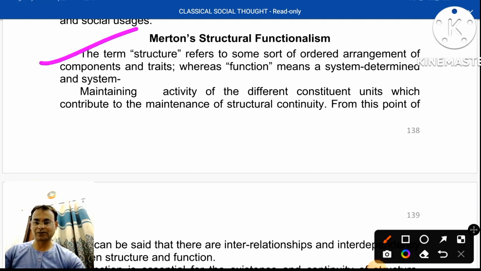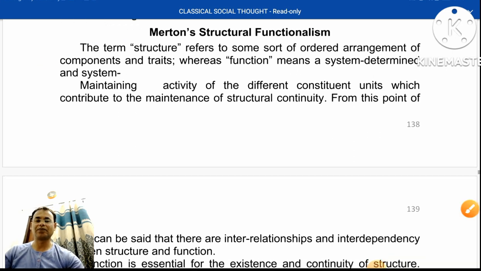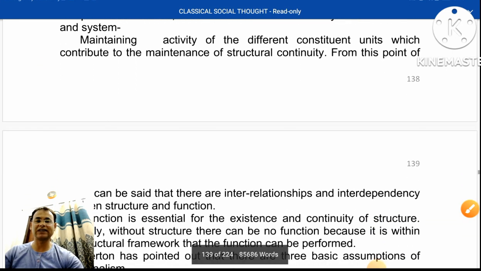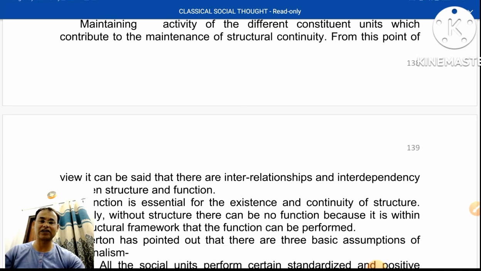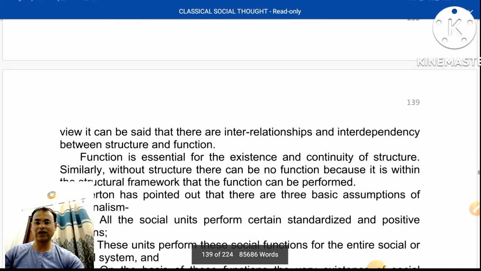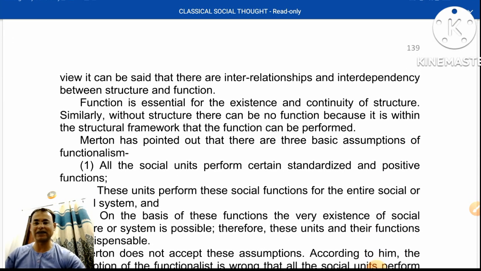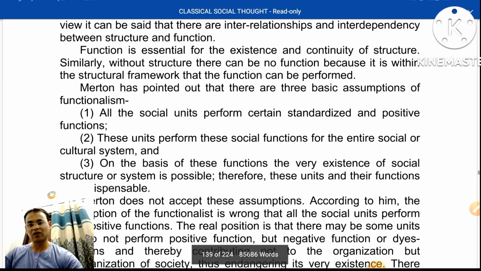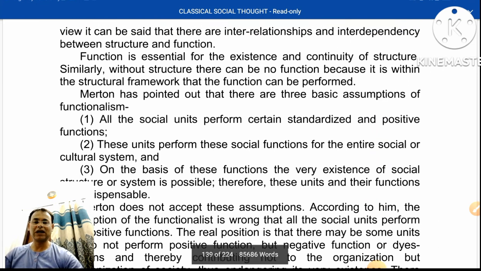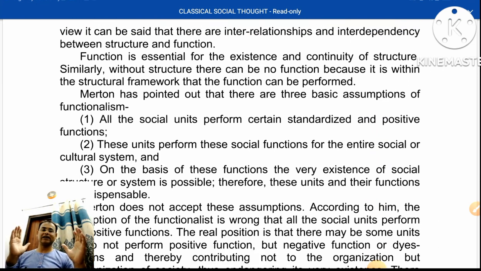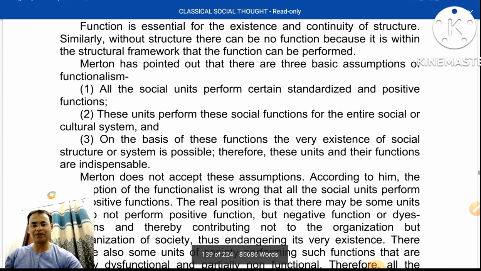and system maintaining activity of the different constituent units which contribute to the maintenance of a structural continuity. From this point of view, it can be said that there are interrelationship and interdependency between a structure and function. Merton has pointed out that there are three basic assumptions of functionalism.